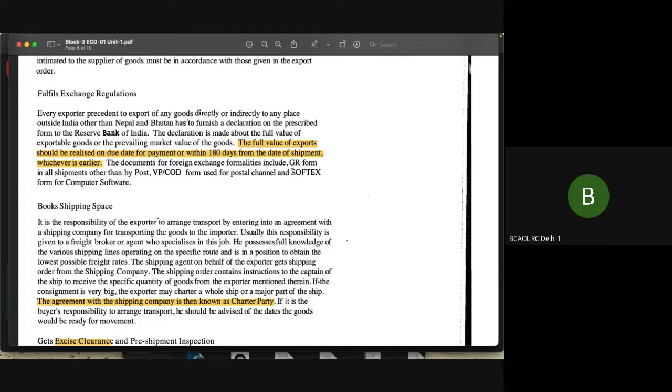Softex is another kind of form that needs to be filled with the RBI, that is concerned with software trade. Software import export is what that is for. Okay, and these are for other physical goods.